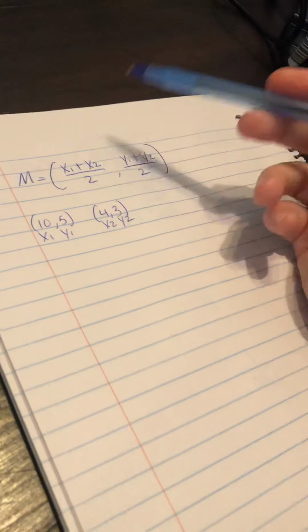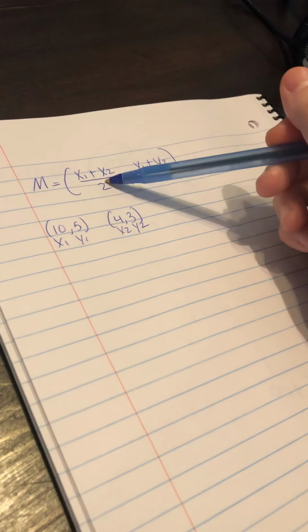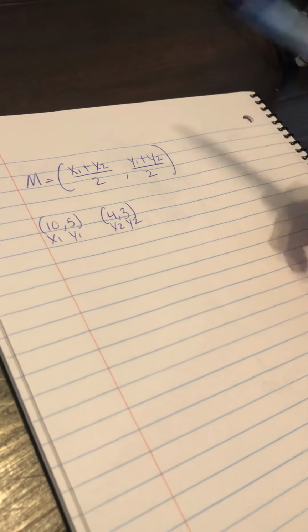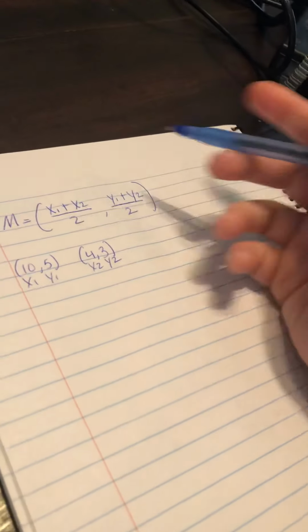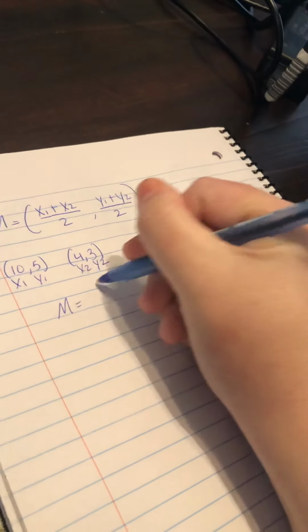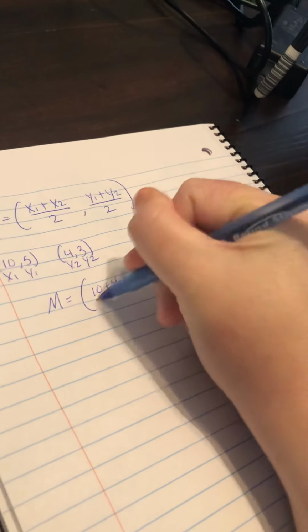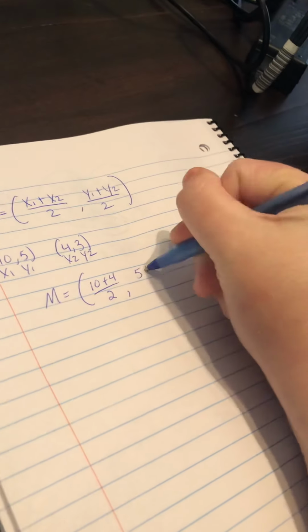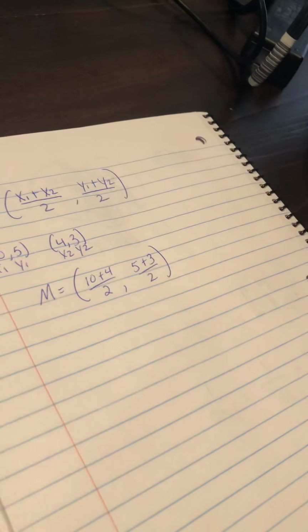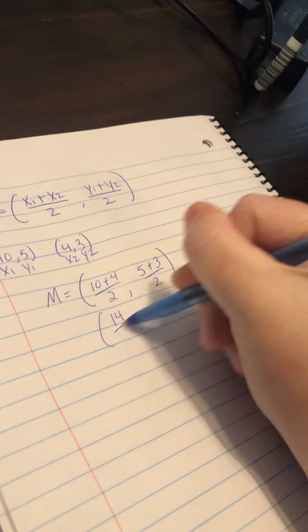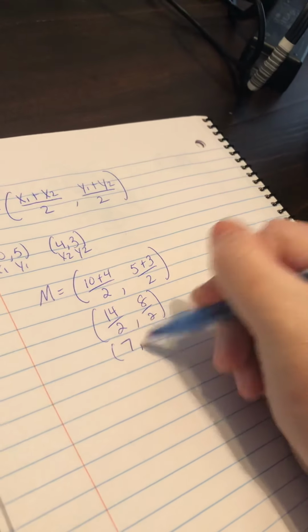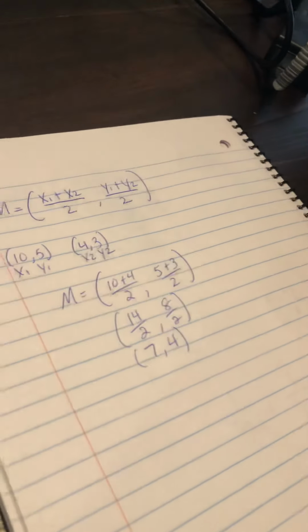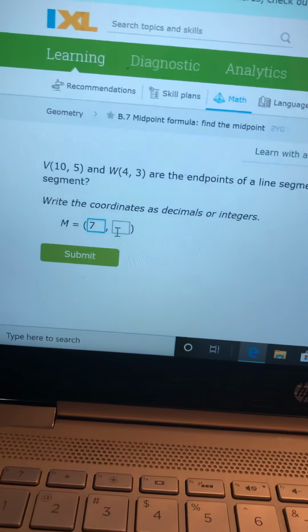So you really, look, the midpoint formula, you're adding the x's together, dividing by 2. Adding the y's together, divide by 2. You may not even have to write this down. Maybe write it down for the first couple, but you may be able to do this in your head. So my x's, it's going to be 10 plus 4 over top of 2, and 5 plus 3 over top of 2. Alright, so 10 plus 4 is 14, 5 plus 3 is 8, 14 divided by 2 is 7, and 8 divided by 2 is 4. So my answer is 7, comma 4. So I'm going to go over here and type that in, 7, comma 4.